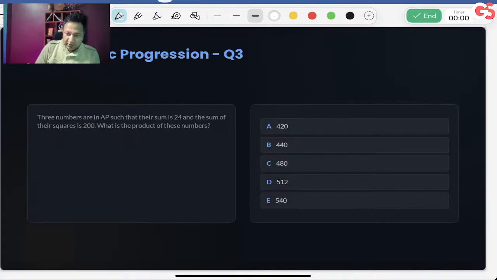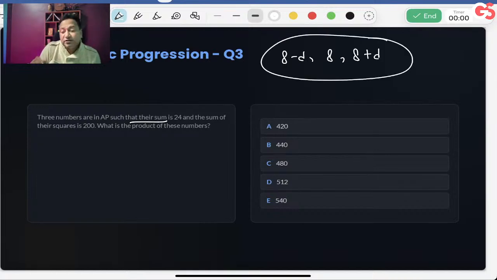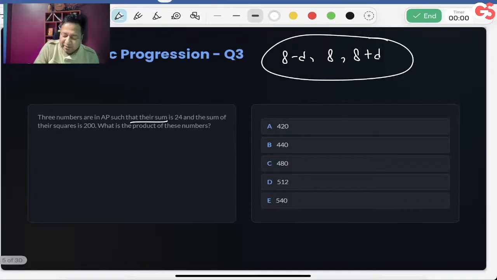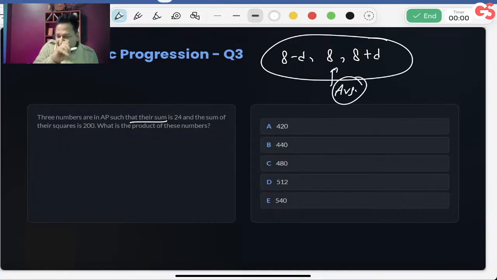Okay. So if three numbers are in AP and the sum is 24, can I say the numbers are 8 minus d, 8 and 8 plus d? Do you understand that? This is the quickest way to solve this question. Instead of taking them as a, a plus d and a plus 2d, then dividing and doing all that stuff, if the sum is 24, obviously the average is 8. And the average is always the middle term. So the middle term is 8. And if d is the common difference, the first term will be 8 minus d, the third term will be 8 plus d.